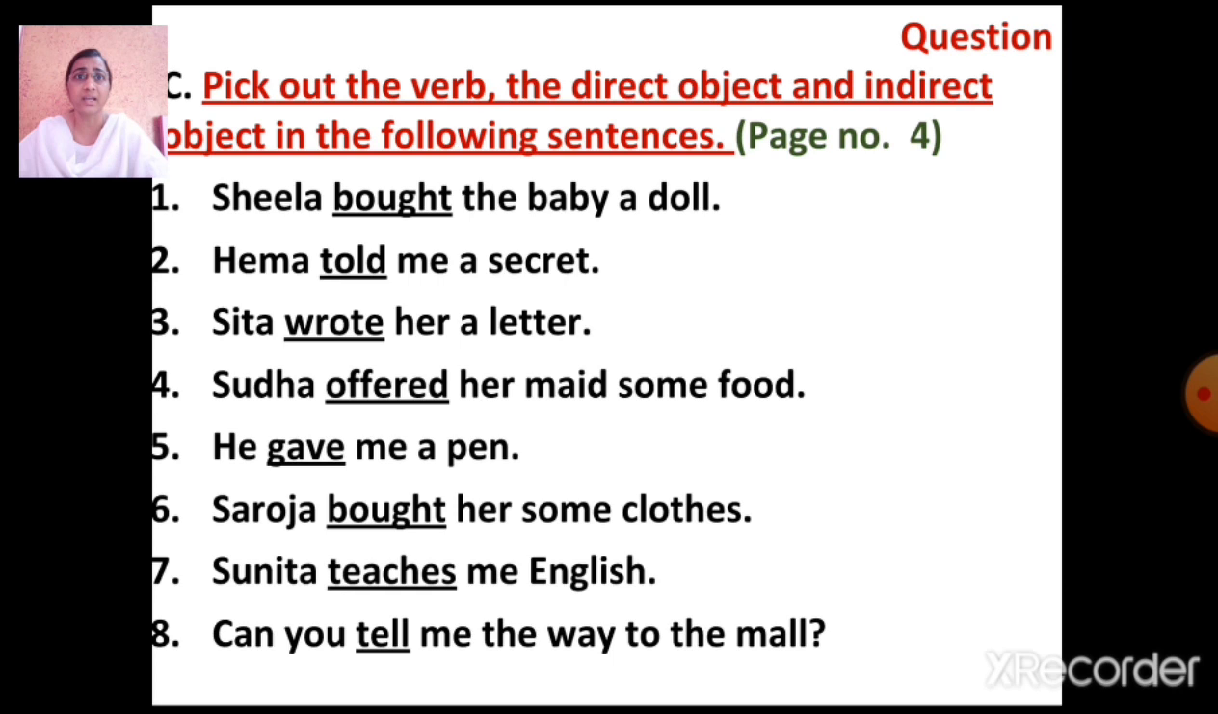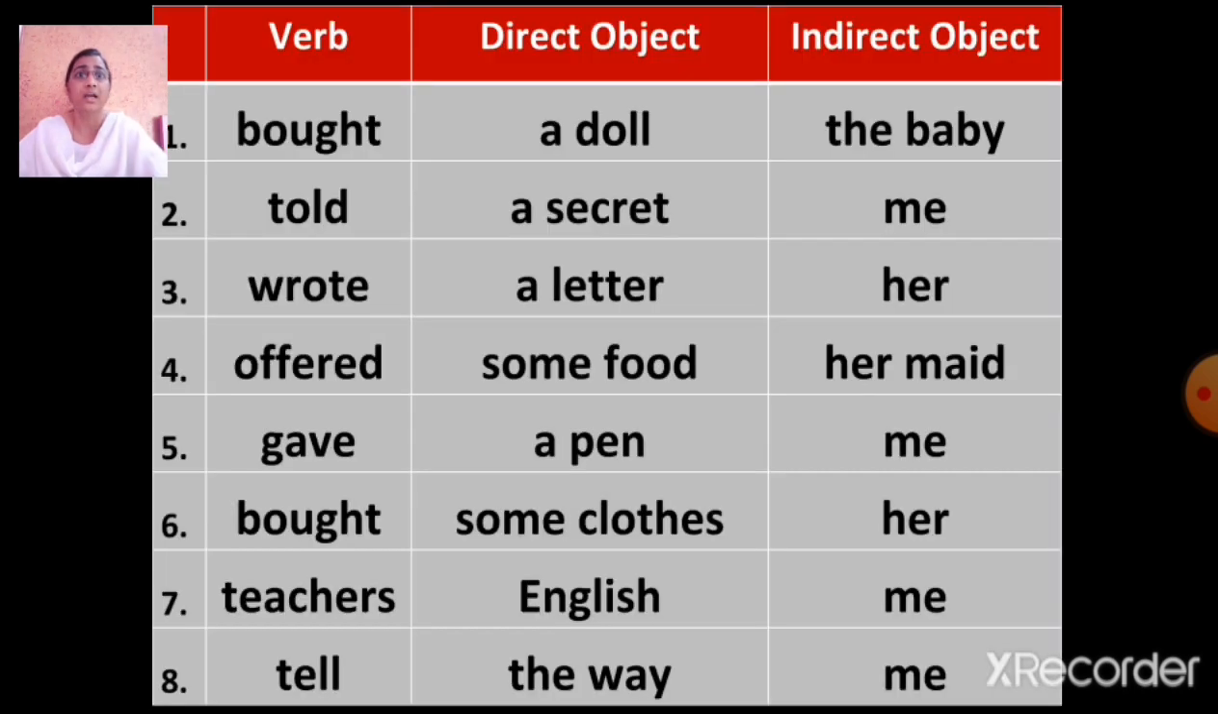Now let's move ahead. Sita wrote her a letter. Now here wrote is verb. Then ask question. Wrote what? A letter. So a letter is direct object. Then the indirect object is her. That is for whom? Ask question, for whom? And we get the answer, her. So her is indirect object. Now, alright, so you will write something like this.